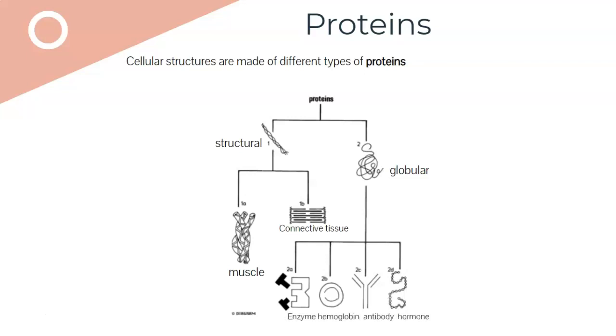And then we have our globular proteins: enzymes, which we've talked a little bit about and we're going to talk a lot more about. Hemoglobin, which you've learned about, is on red blood cells. Antibodies, which you learned are produced by B cells in our immune system. And then hormones, which we haven't talked a lot about, but we are going to talk a little bit about hormones in this unit.